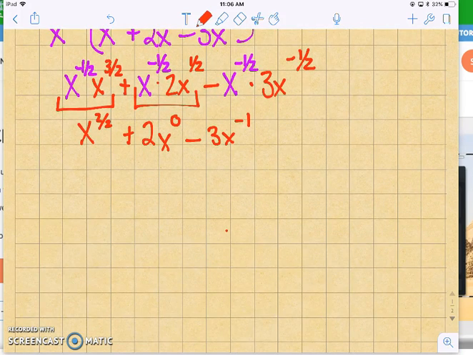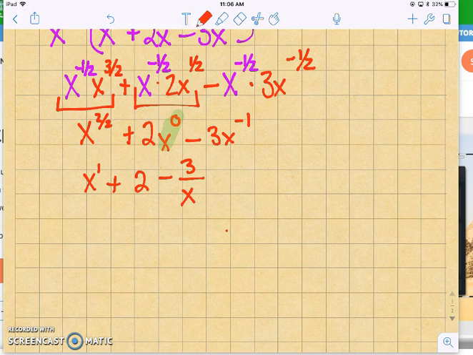So now we just have to keep simplifying it. So this is x to the first plus 2 to the 0 power is 1. So this chunk right here, that's 1. So that's just plus 2 minus x to the first has to go on the bottom, so over 3 over x to the first.